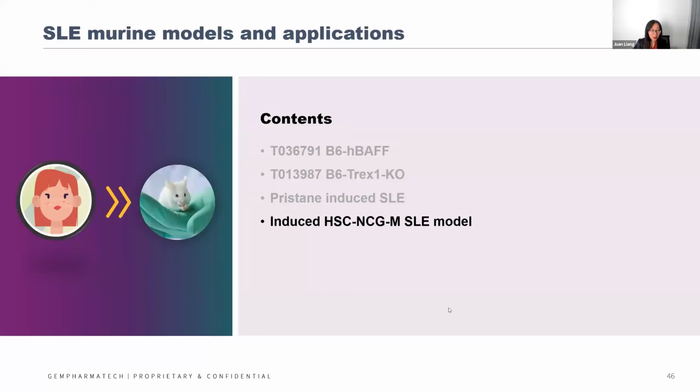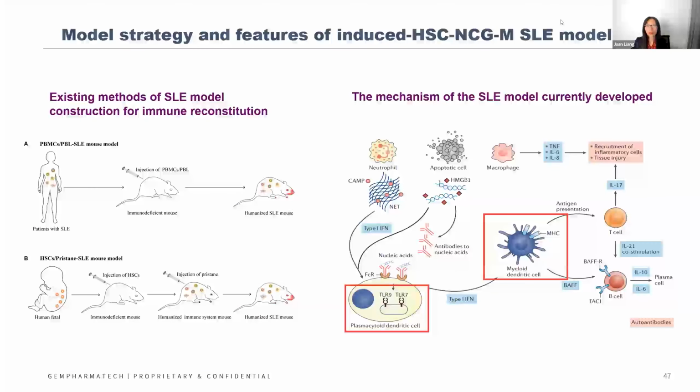The last model of SLE is the induced HSC-NCG-M model. First, we generate this model through transplantation of the HSC into the NCG-M mice. NCG-M mice are immunodeficient mice. With transplantation of HSC, it could reconstitute the human immune system.